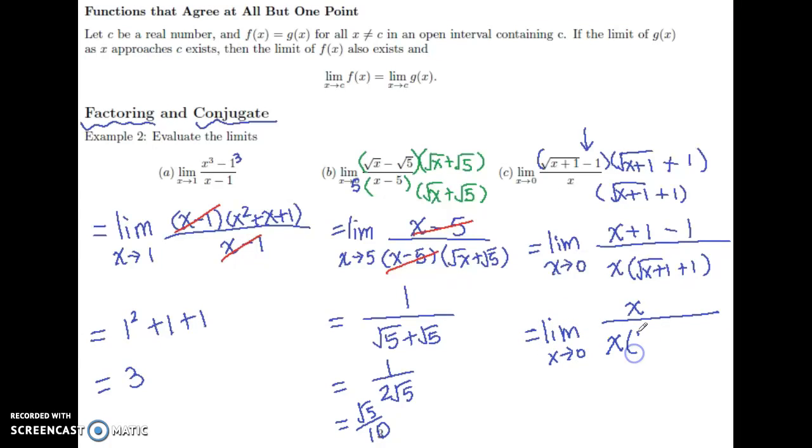And x in the bottom. They should be able to cancel, but I just want to make sure you understand the x on the top is the same as x times 1. So now you cancel the x. And you will get 1 in the top. The bottom, direct substitution, 0 plus 1, square root, and then plus 1. So it's just 1 over 2.